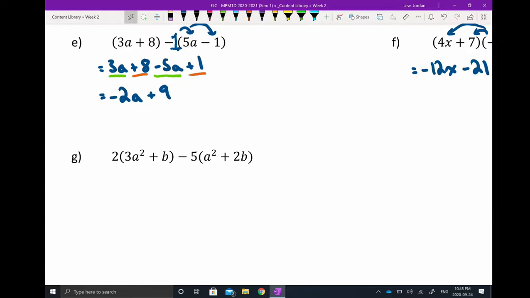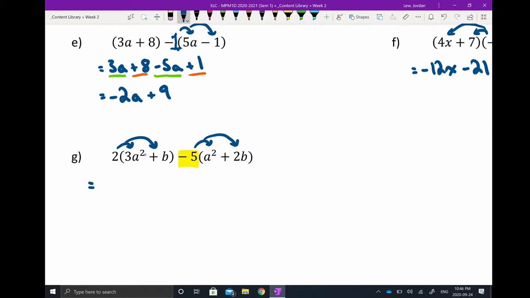Finally, with our last example, here we're just changing up the terms inside the bracket, but the idea is still the same, right? In order to get rid of these brackets, I have to multiply everything inside the bracket by the multiplier outside of it. So 2 times 3a squared, and then the 2 times b. Here again, remember, I'm going to take everything, so negative 5 times a squared, and negative 5 times 2b. Remember, the multiplier of 2 does not multiply anything in the second bracket because it's only attached to the first one.